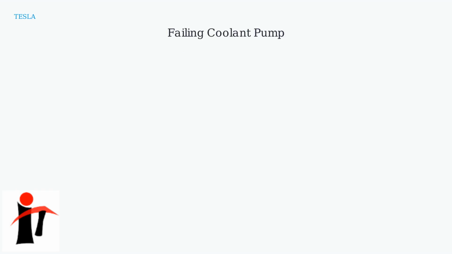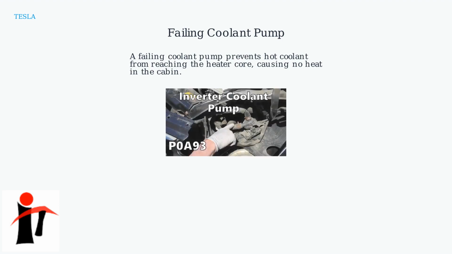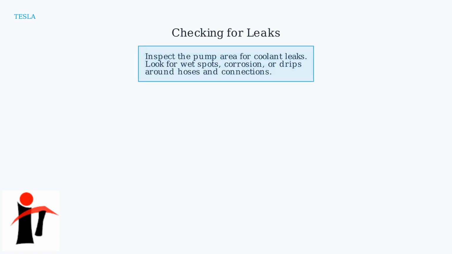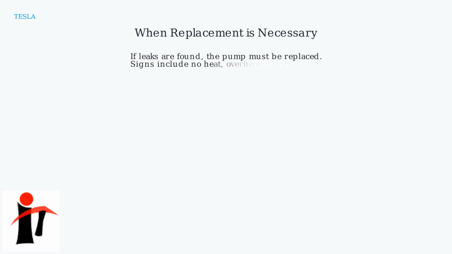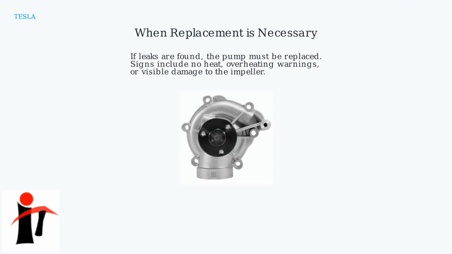A failing coolant pump in your Tesla Model S prevents hot coolant from circulating to the heater core, which means no hot air can reach the cabin. To check for leaks, inspect the coolant pump area carefully. Look for signs like wet spots, corrosion on the impeller, or fluid drips around the pump housing and connected hoses. If you discover coolant leaks during inspection, replacement of the pump is necessary. Additional signs of failure include persistent no-heat conditions, battery overheating warnings, or visible damage like corrosion on the pump impeller.